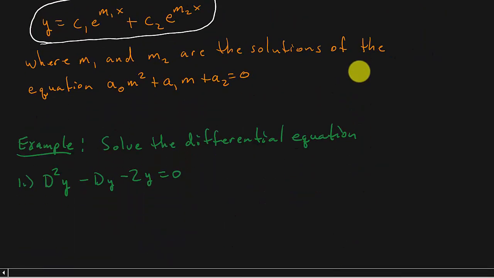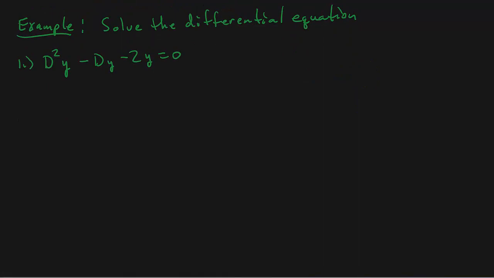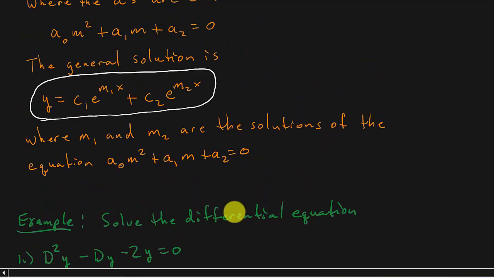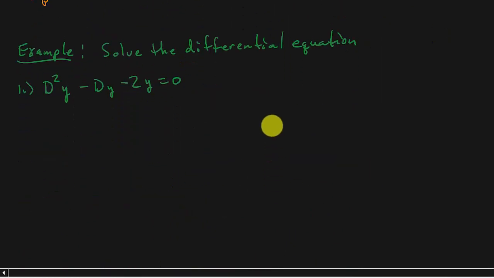All right. So let's solve this differential equation. So the first thing we want to do is write our auxiliary equation. I don't know what happened there. I'll close that out. I must have accidentally hit something. All right, so solve this differential equation. So we write the auxiliary equation, which is m squared, that's from this, minus m minus 2 equals 0.